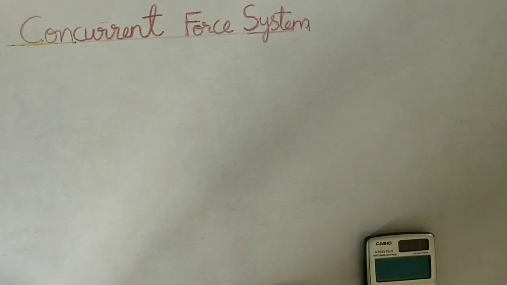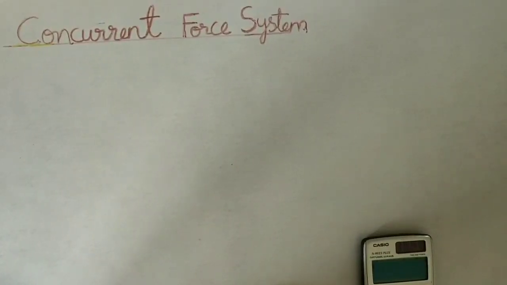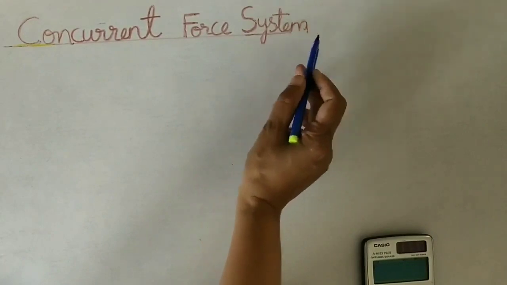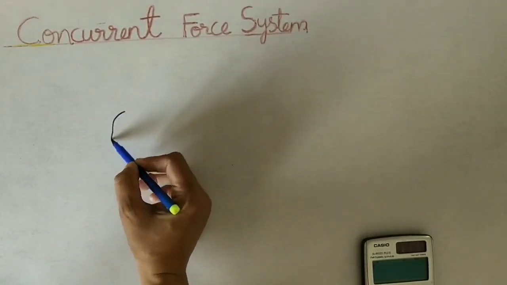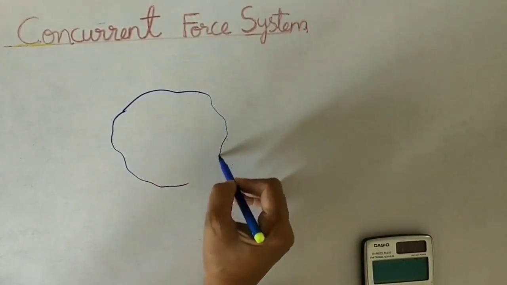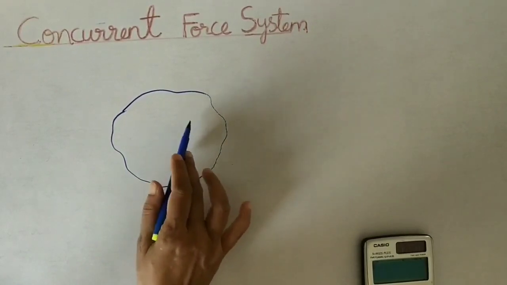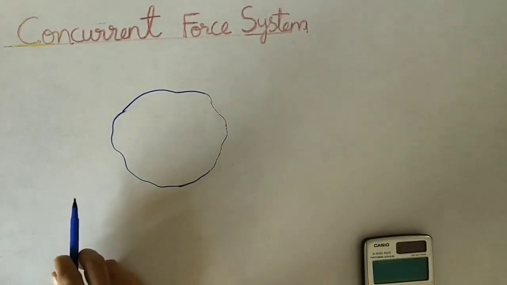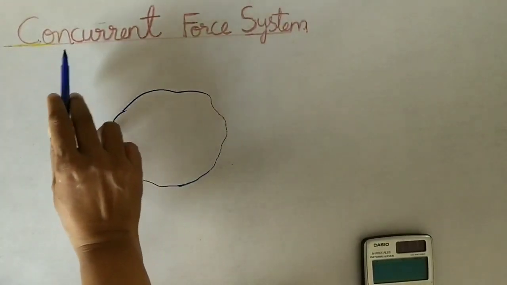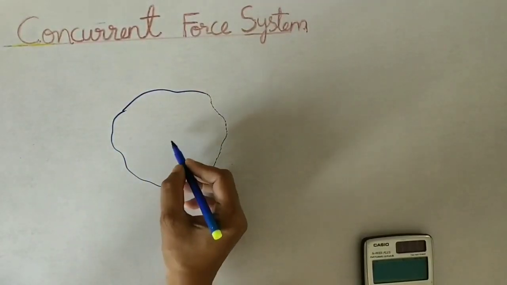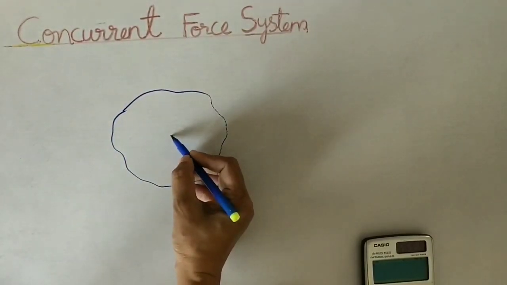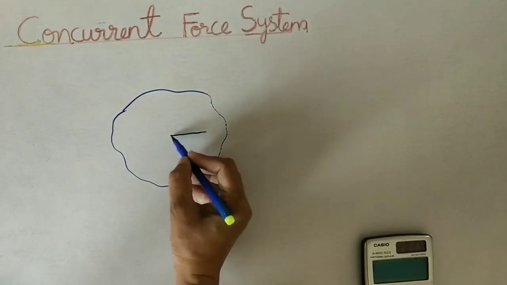Today I would like to explain about concurrent force system. In previous class I have explained what is system. System is the place where some process is taking place, or the space where some process is taking place. Here which process we are taking? Concurrent forces. Concurrent forces means all forces are acting at a single point.